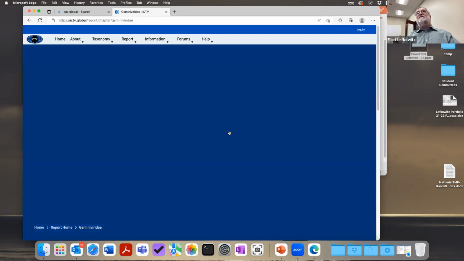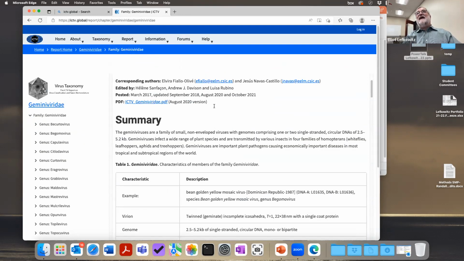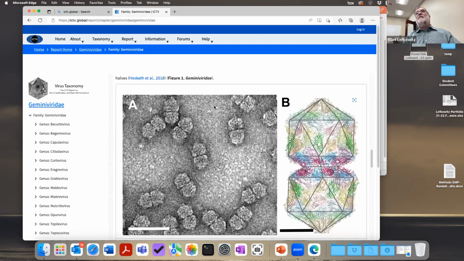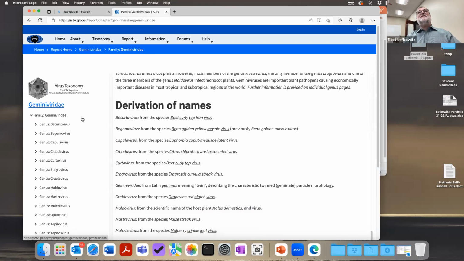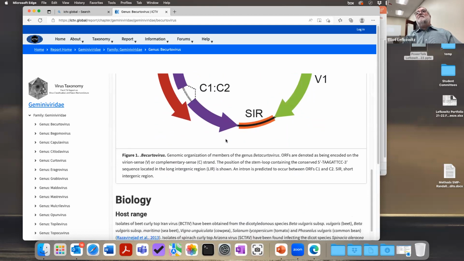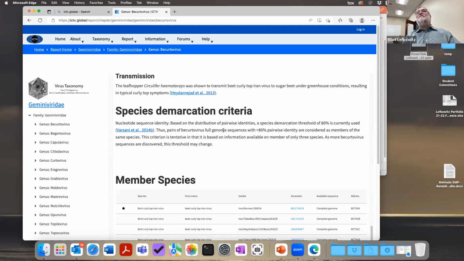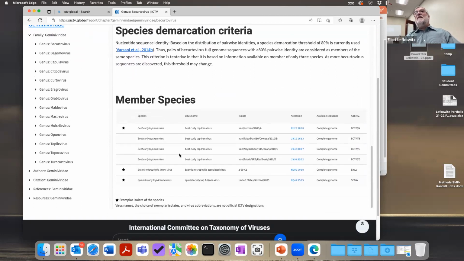If we click on one of the families, now we get the report information, which contains a significant amount of information at the different taxonomic levels. So this is describing the family of viruses, Geminiviridae, which are plant viruses. If we want to look at any particular genus, here we see the particular information about that genus. It also has the demarcation criteria that I'll talk more about that define the viruses that go into that genus. And then it provides a list of all of the member species that are part of that genus.